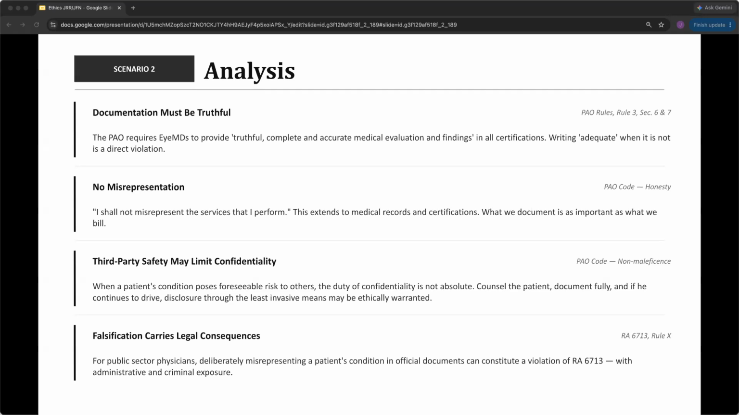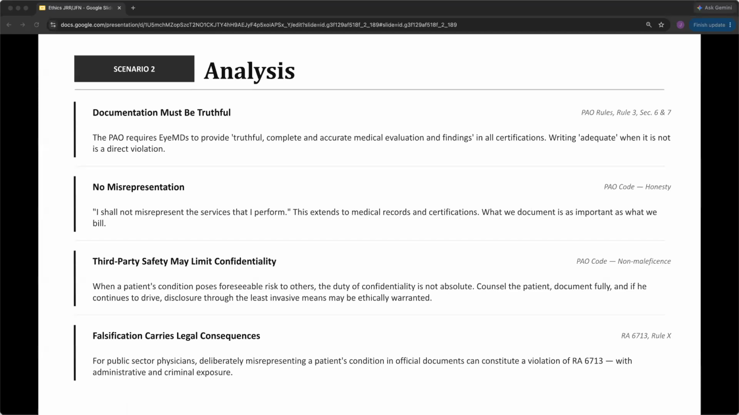For physicians in government institutions, the consequences may extend beyond professional ethics. Deliberately providing false information in official documents may expose the physician to administrative, civil, or legal consequences. So, the practical approach for this case is straightforward. Document findings accurately, counsel the patient honestly and compassionately, explore available support or alternatives, and if a serious risk to public safety remains despite counseling, consider whether disclosure through the appropriate channel is ethically or legally justified. So this case reminds us that our duty is not only to advocate for our patients, but also to maintain honesty, professional integrity, and concern for the safety of others who may be affected by our decisions.